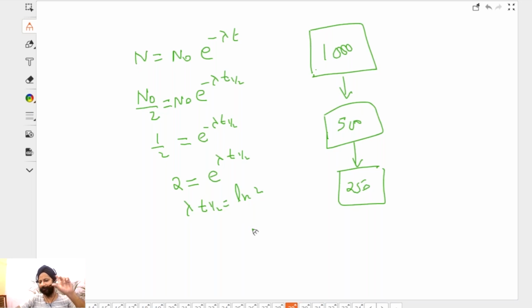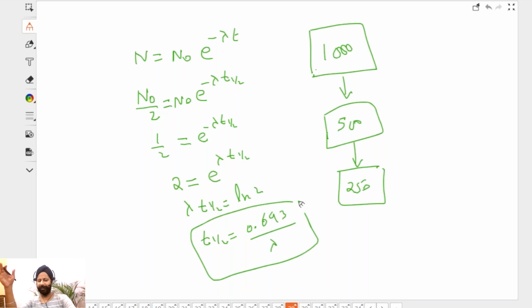The natural log of 2 is 0.693. So the half-life period is actually 0.693 divided by lambda. This is how these are related. If I know the decay constant, it's related to half-life like this: 0.693 divided by lambda. That's another expression you're supposed to always remember, or you can derive it in 3, 4 lines. It's up to you.